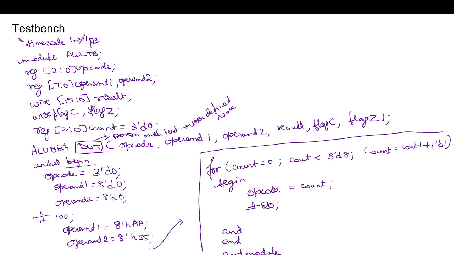So this for loop syntax is the same. In C we use curly brackets, and here we use begin and end instead. Any doubts?